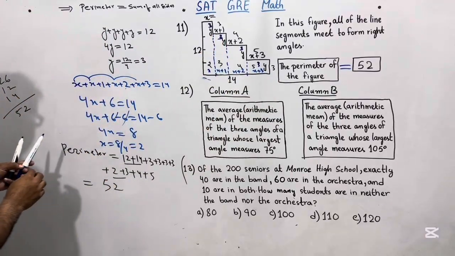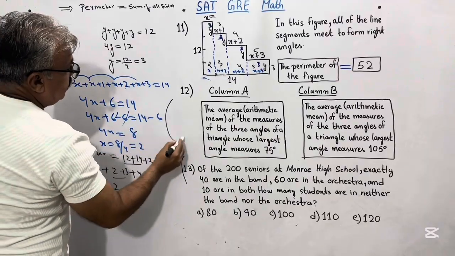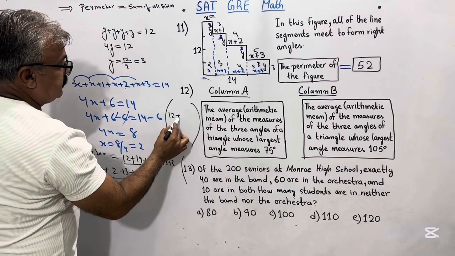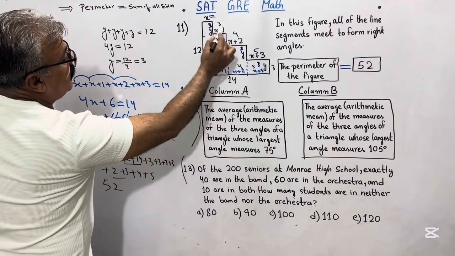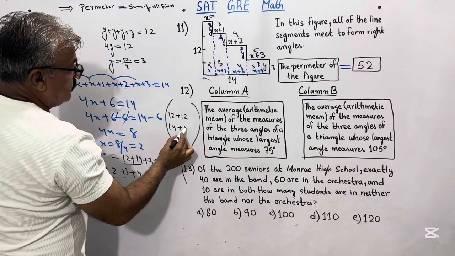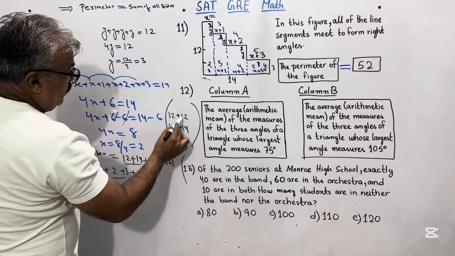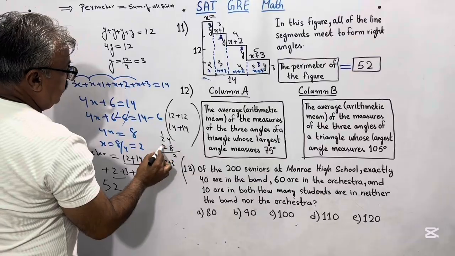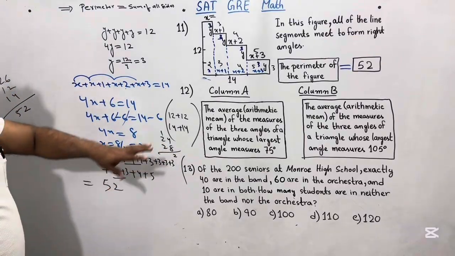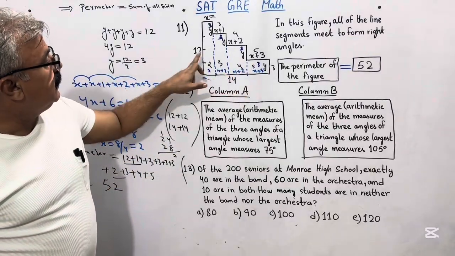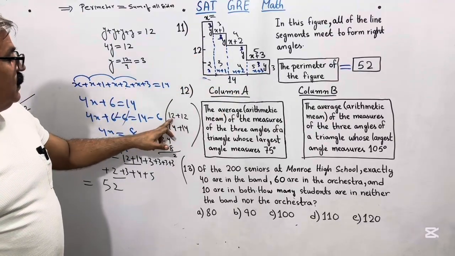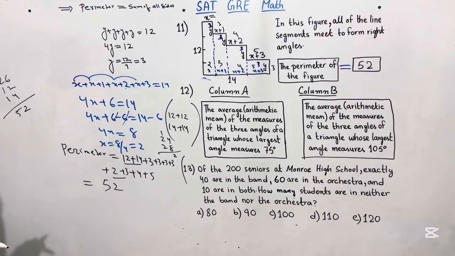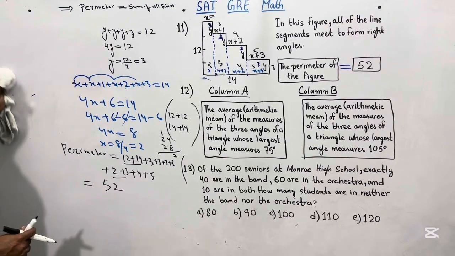Or simply one can safely conclude that there is 12. All vertical lines add up to 12 plus 12, and these vertical lines 14 plus 14. Add them up, it's 24 plus 28. They add up to 52. Or simply 12 times 2, 12 times 2, 14 times 2. Or one can directly add them up like this.